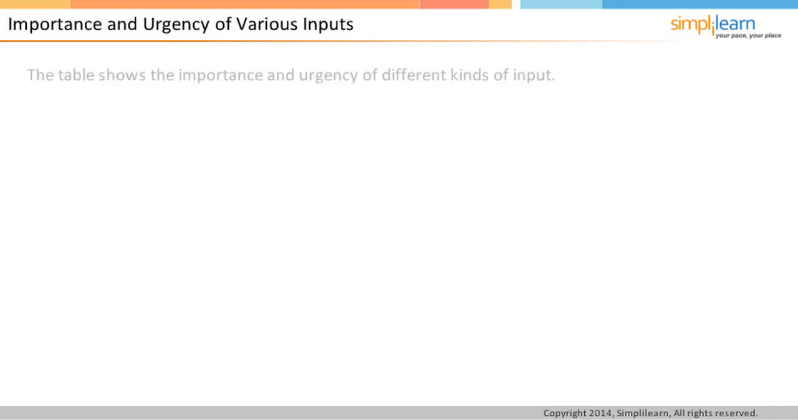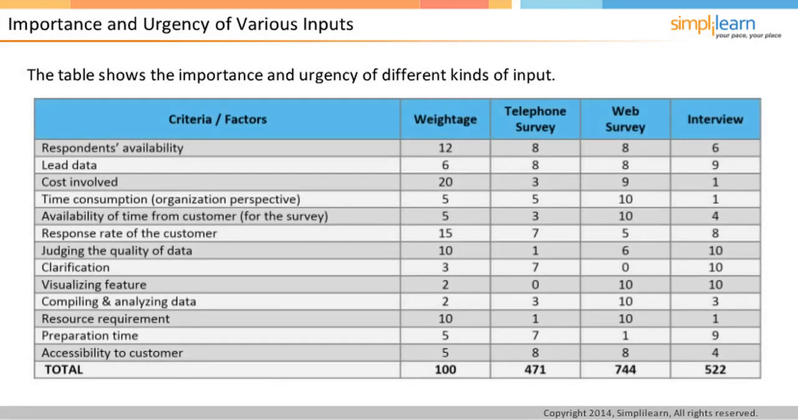The table shows the importance and urgency of different kinds of input. To understand the kind of input to be chosen, different kinds of methods for collecting data are identified. Telephone survey, web survey, and interview are the data collection methods identified. To select the best methods, the criteria or the factors which are important to the organization are listed. The criteria are the factors based on which an organization is going to make decisions. The list of factors is then given weightage based on the importance of each factor in decision-making.